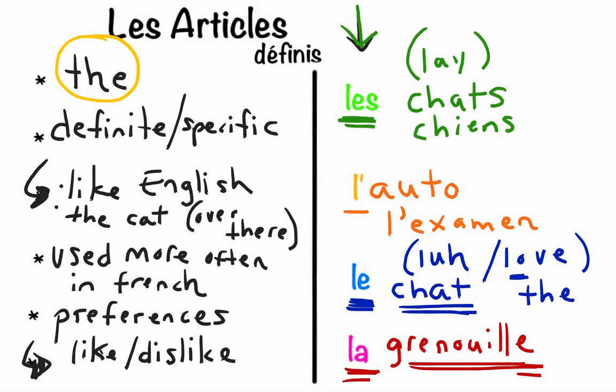I hope this lesson has helped. The main points again are over here that it means the. It's for definite or specific things like the cat over there, just like English. But it's also used more often in French. So when you're talking about your likes or dislikes, like if you like cats, you would say j'aime les chats. Or if you like dogs, j'aime les chiens. Or if you don't like them, that's when you would use them. But you would not use them in English. So that's the tricky part.